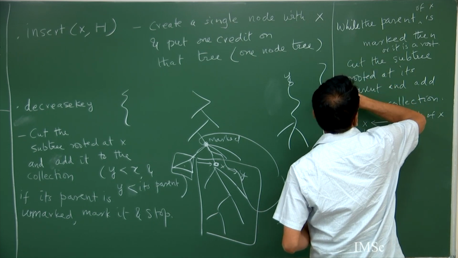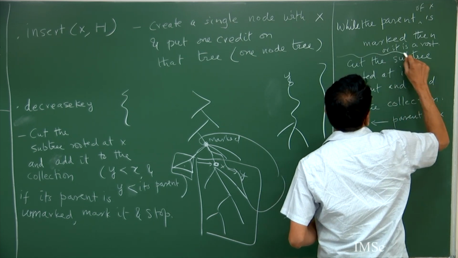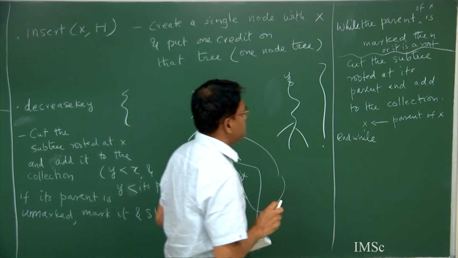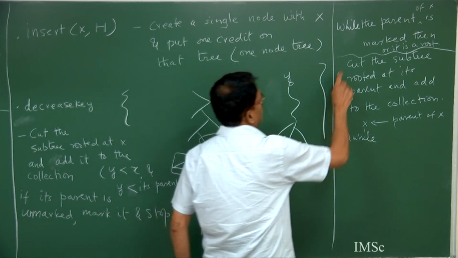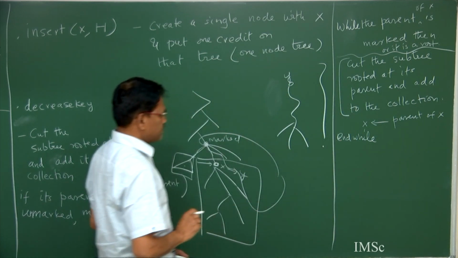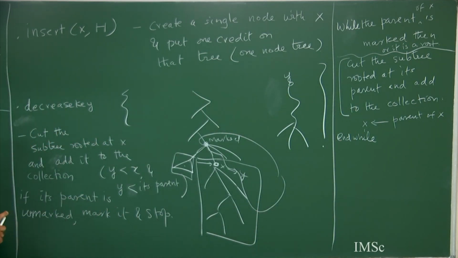Sorry, it's supposed to, yeah. So this is all part of the while loop. And I should have written it after the while loop. That when you come out, my parent is unmarked, or I'm the root, and then I just go and mark its parent and stop. Okay, so this is sort of a cascading cut.